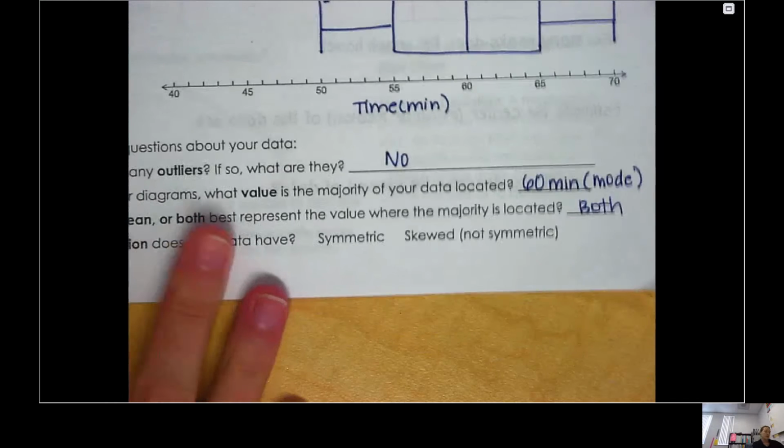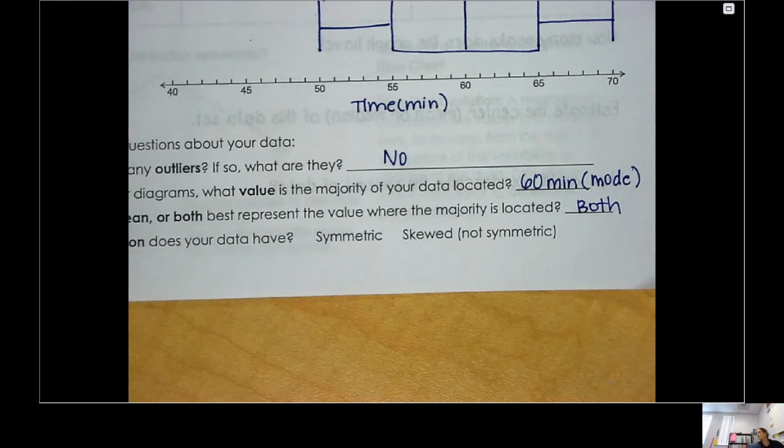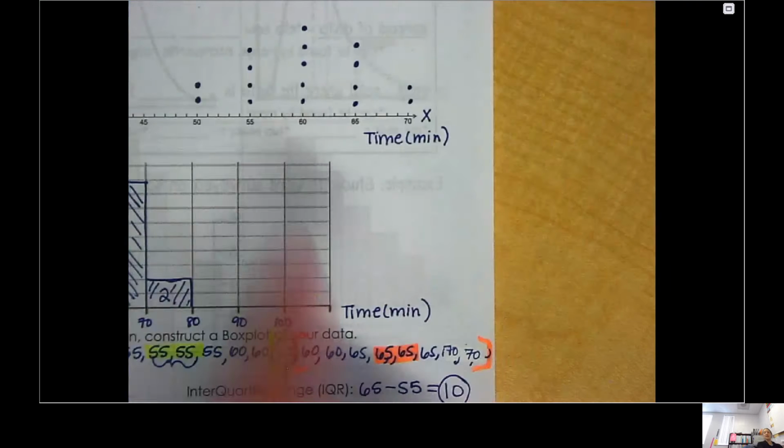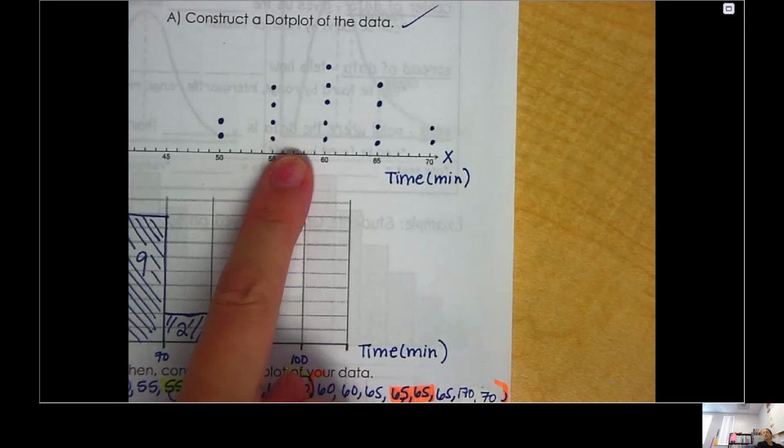Okay, last part. We're not done. What type of distribution does your data have? Symmetric. How do you know? Because it's all symmetrical. What does symmetrical mean? Symmetrical data looks like a bell. It looks like a perfect bell. And that's exactly what we have right here, a perfect bell. So this is symmetric data.